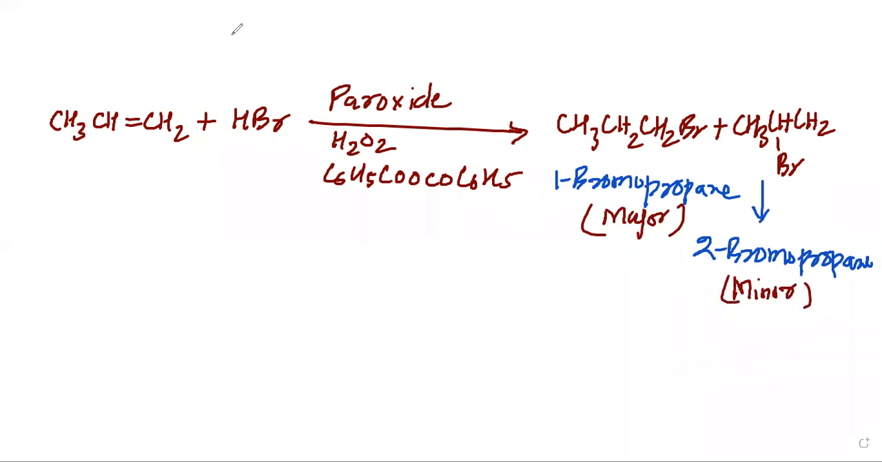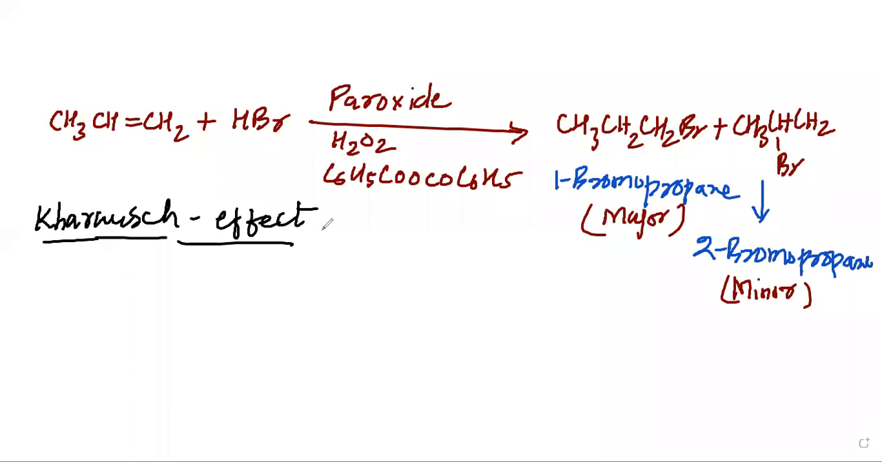So my dear students, there was a scientist whose name was Kharasch. So this effect is known as the Kharasch effect, or it is also known as the anti-Markovnikov rule. So let us see what the anti-Markovnikov rule or the Kharasch effect is.